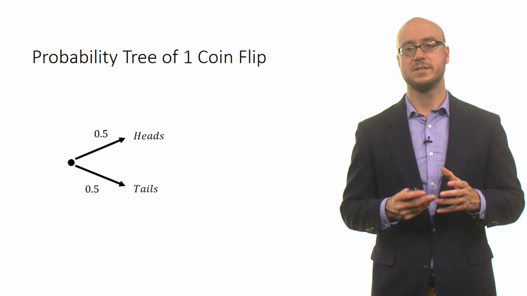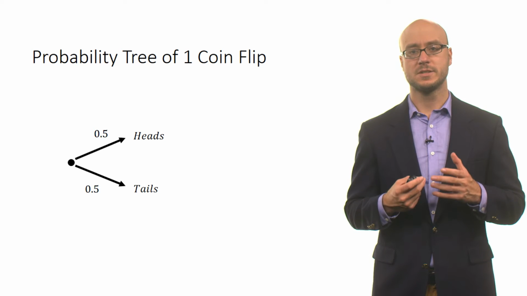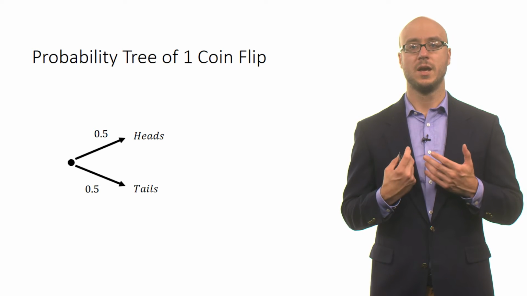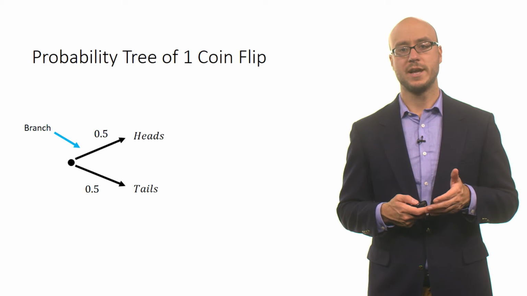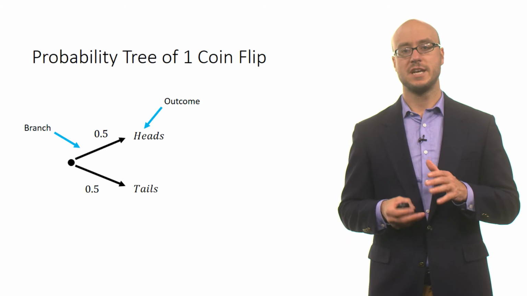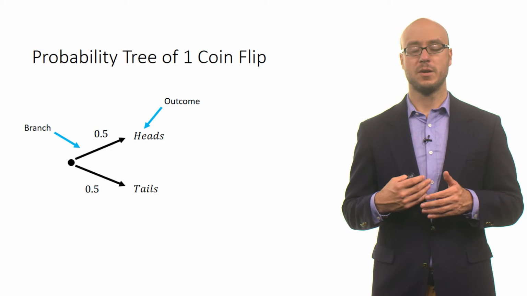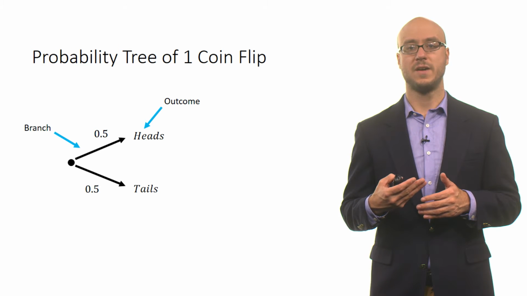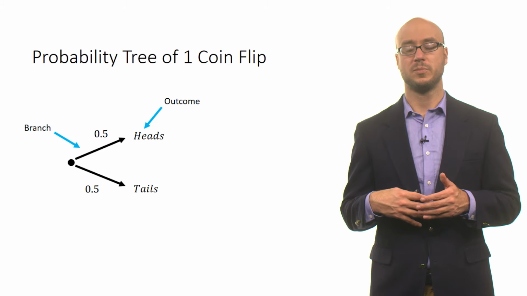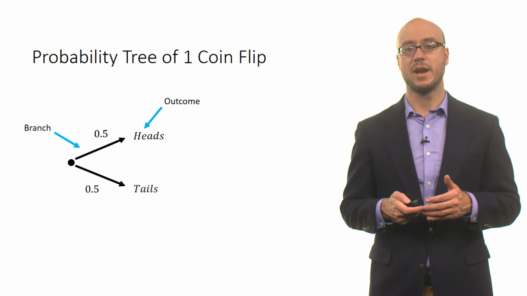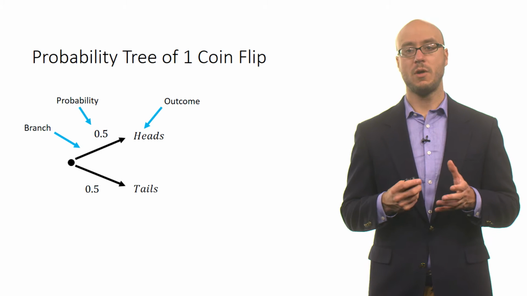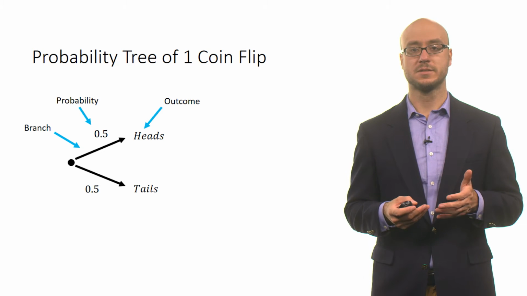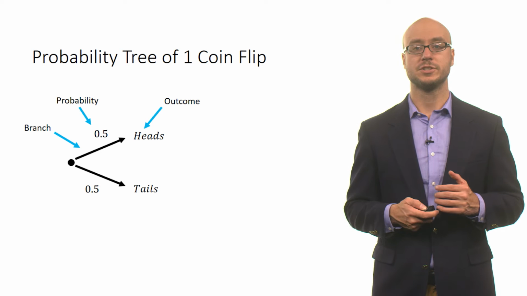So here's a very basic probability tree. This tells us the probability of flipping one coin, a fair coin. So you can see that we have two branches, okay? And each branch has its own probability. So the probability of getting a heads is 0.5, and the probability of getting a tails is 0.5. And you can see at the end of each branch is some outcome in the sample space. So we have two outcomes in the sample space, heads or tails. So that's why we have two branches.